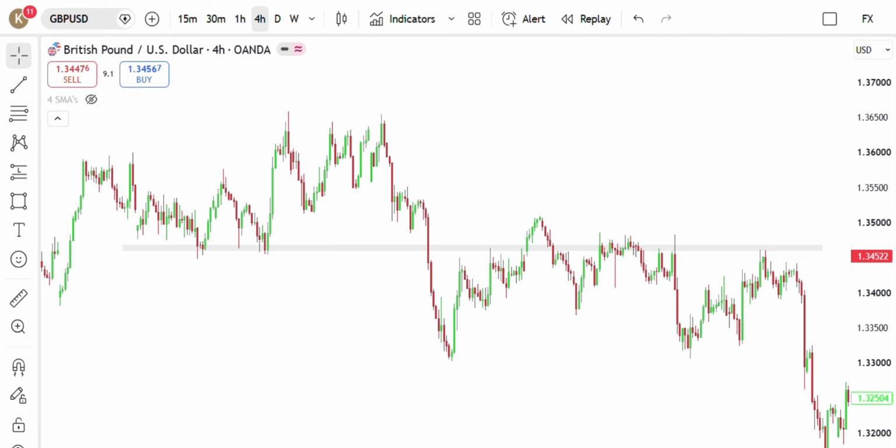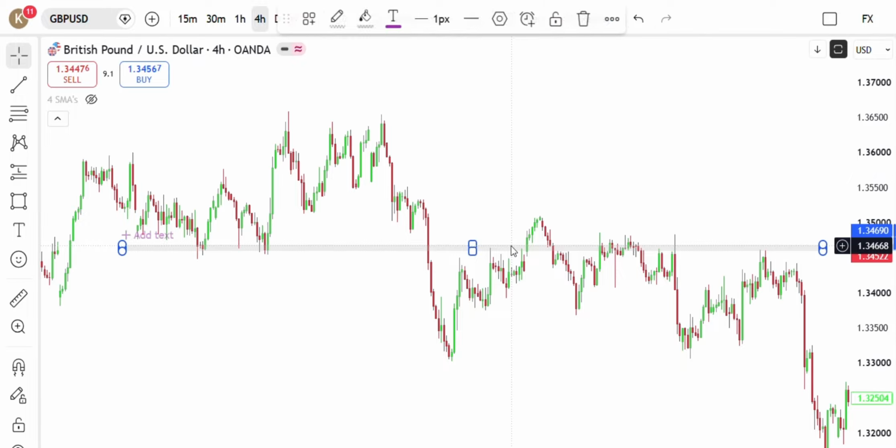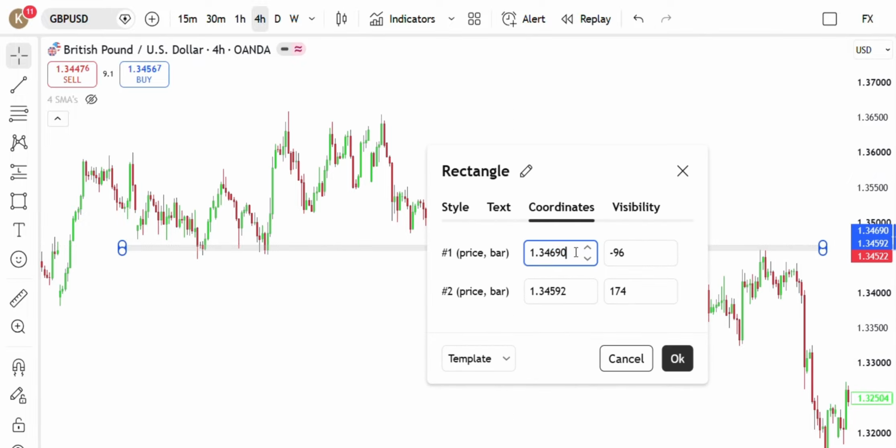The third and final gem I'll leave you with is that once you've drawn your support and resistance zones, edit the coordinates to the nearest round number.